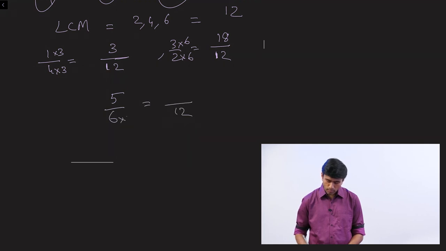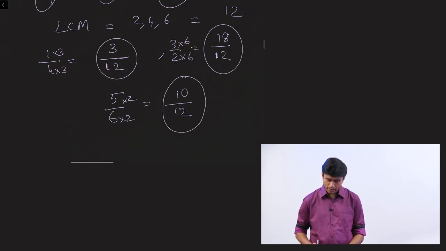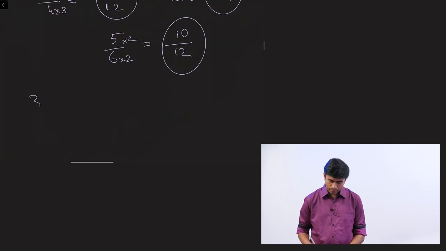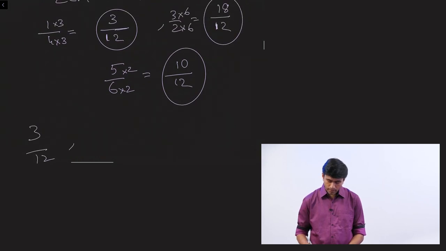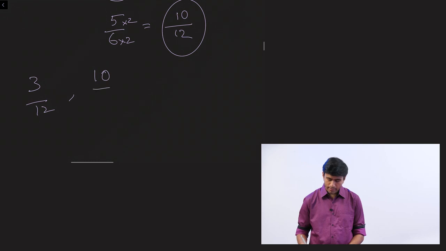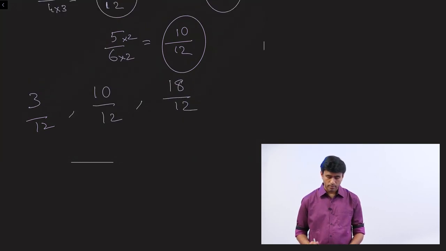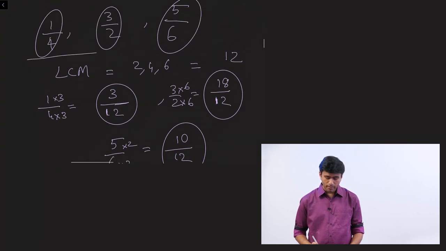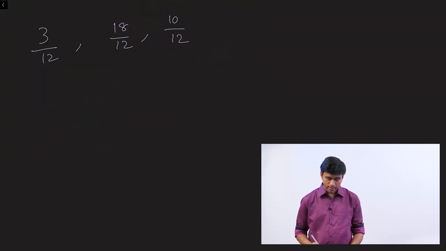Multiplied by 2. There you go. You got the 3 fractions which are like fractions: 3 by 12, 10 by 12 and 18 by 12. So now that we converted the fractions into like fractions, it's easy to compare.